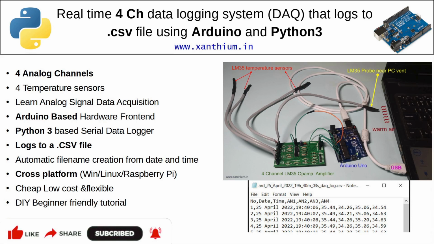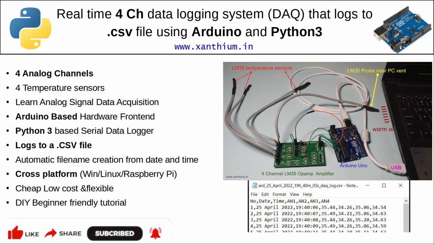Hello friends, in this tutorial we will learn how to build a low-cost and flexible data logging system using Arduino and Python 3. The system is capable of monitoring 4 analog temperature sensors and logging the data from them to a CSV file on the PC. This tutorial will help you to gain a deeper understanding of the data acquisition process and in the future will help you to design a more complex one.